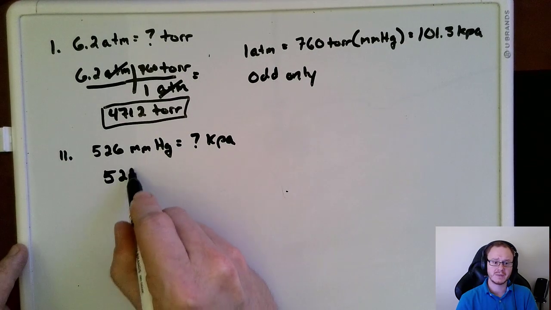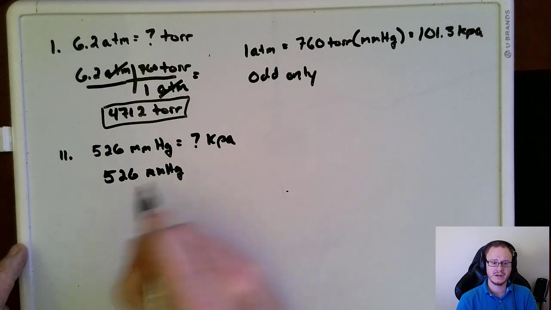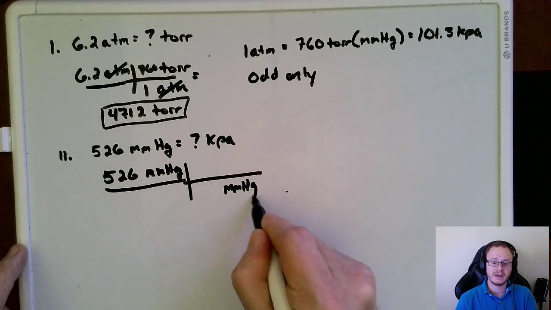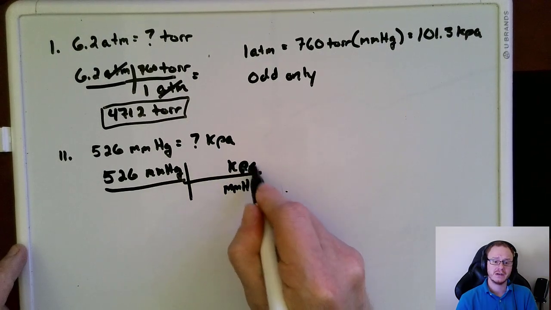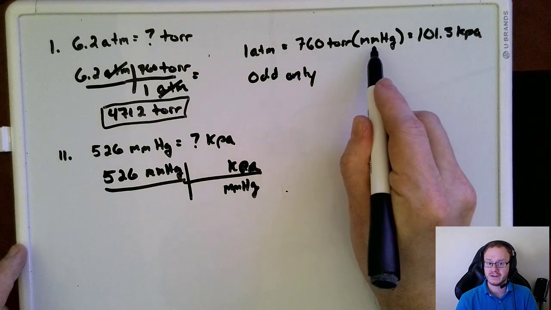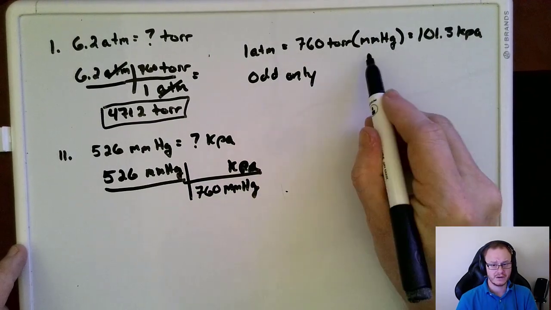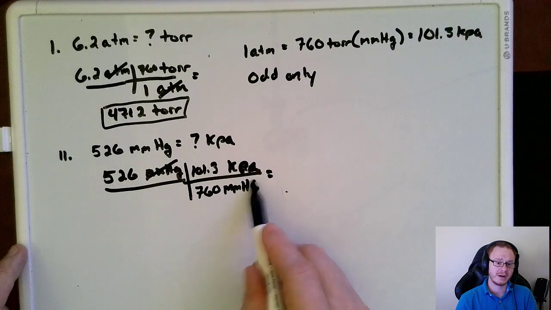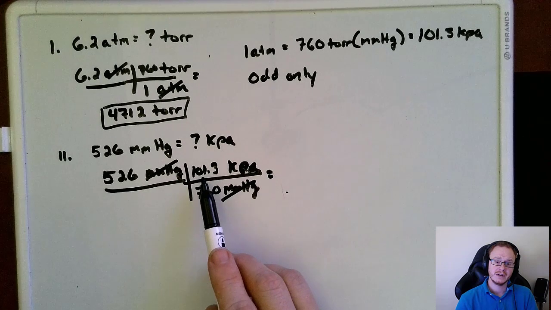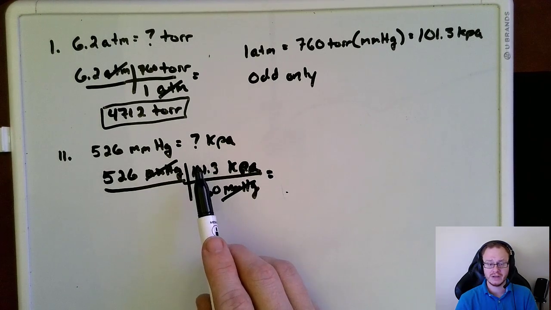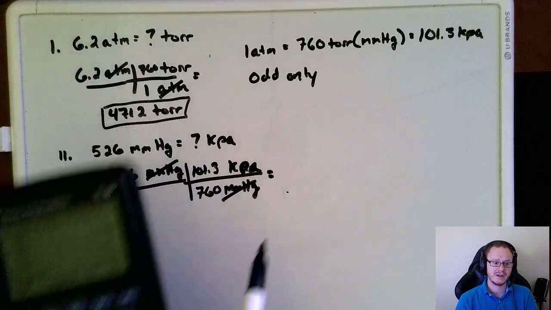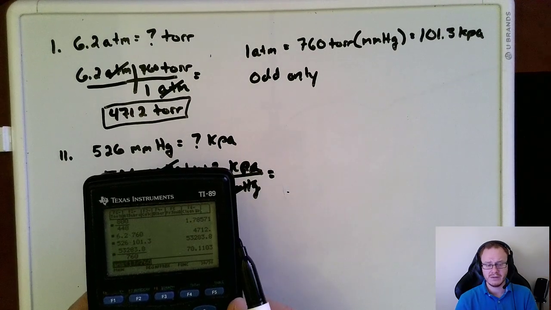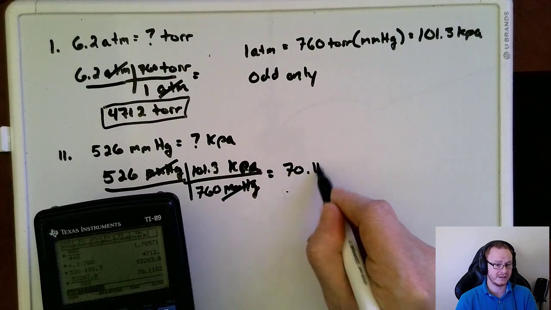I'll set up a dimensional analysis box, so 526 millimeters of mercury. Box set up. I'm going to cancel millimeters of mercury, and then I'm going to go ahead and convert to kilopascals. Using my new conversion factors, I see that 760 millimeters of mercury is also equal to 101.3 kilopascals. Product of the top divided by product of the bottom, millimeters of mercury ends up getting canceled. So my end result is 526 times 101.3 divided by 760. Plug this into a calculator. 526 times 101.3 divided by 760 will get me around 70.11 kilopascals as my final answer.